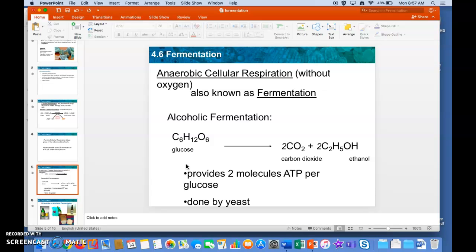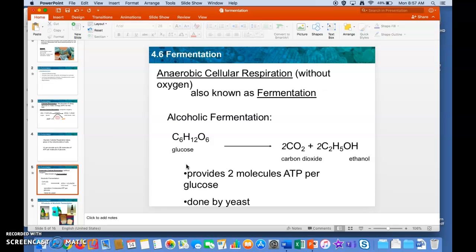So there are two types of anaerobic cellular respiration that I want you to know about. Again, why do some organisms, including humans even, and I'll get into that, do anaerobic respiration? The point is to make ATP. Our cells still need ATP to do the cellular processes like cell division and everything like that.